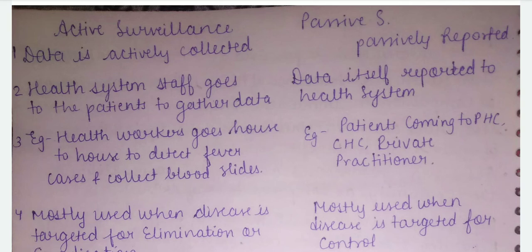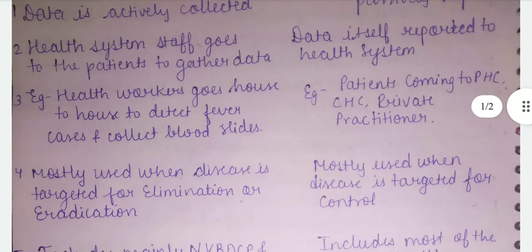Hello everyone. So today we will study the difference between active surveillance and passive surveillance. In the case of active surveillance, the data is actively collected, whereas in passive surveillance, the data is collected passively or reported passively. Second point: in active surveillance, the health staff goes to the patient to gather data, and in passive surveillance, data itself is reported to the health system.